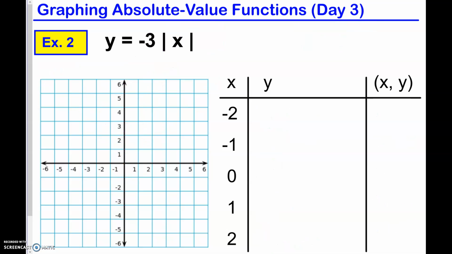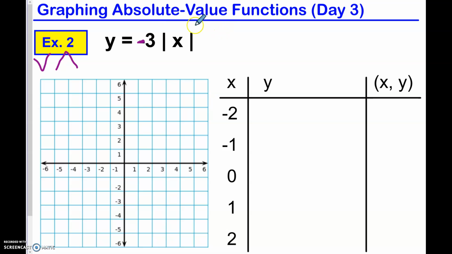All right, let's try this next one. So we have a -3 in front this time. Okay, so how is that going to affect us? Well, let's think what we were doing over the last 2 days. Whenever we had this negative in here, instead of our V opening up, didn't that negative make the V open down? And now what is that 3 going to do? To me, that 3 is going to stretch it out. So it's going to open down and it's going to stretch it out.